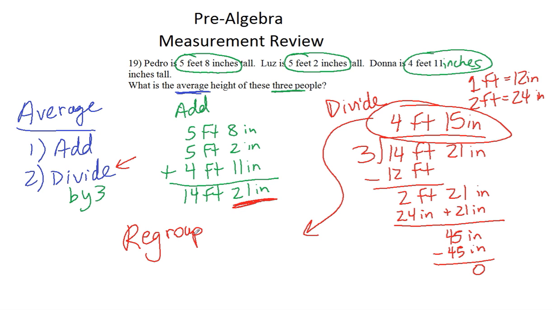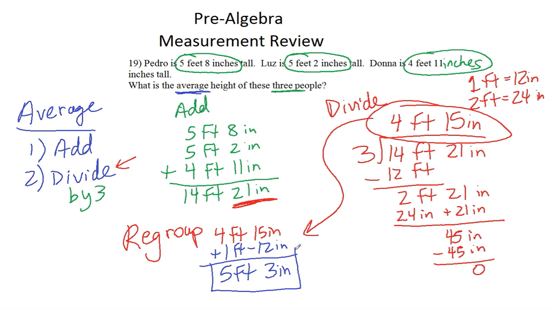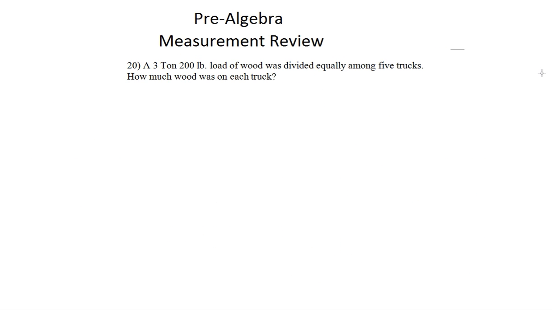I've got enough inches. I've got 15 inches. I can cash in to get another foot. So the 4 feet and 15 inches, I can cash in. Let me just switch colors here. I can cash in 12 inches, but I'll get 1 more foot in exchange. So that puts me up to a total of 5 feet, but I am down to 3 inches. 3 inches is not enough to get another foot. So this is my final simplified answer.